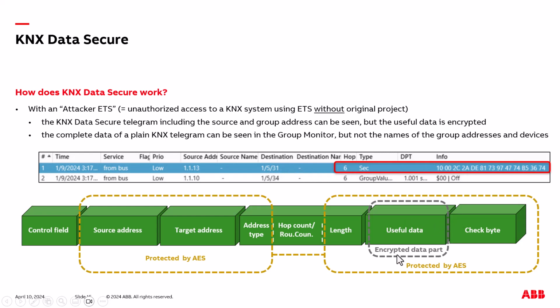Remember, we have only our useful data here. This is encrypted. So he can see in a kind of type here our command, he can see this is a secure telegram. By the way, all secure telegrams are here with a blue color, and the information, if it's here on or off, a 1 or 0 or a percentage value, he cannot see, because this part here is completely encrypted. And the second telegram here is a plain telegram sent from another device. Here he can see again the source address, the destination address, and of course the command and our information. So this is the difference between a secure telegram and our plain telegram.